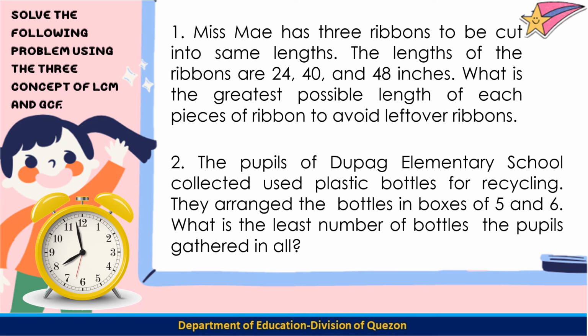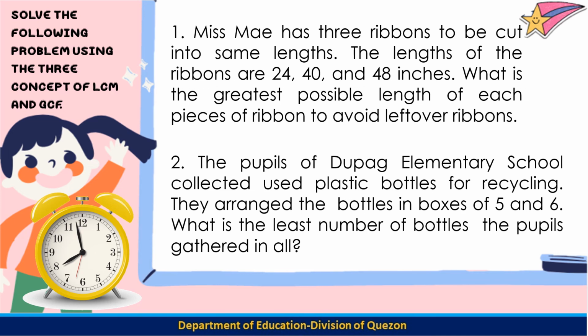Miss May has 3 ribbons to be cut into the same lengths. The lengths of the ribbons are 24, 40, and 48 inches. What is the greatest possible length of each piece of ribbon to avoid leftover ribbons?